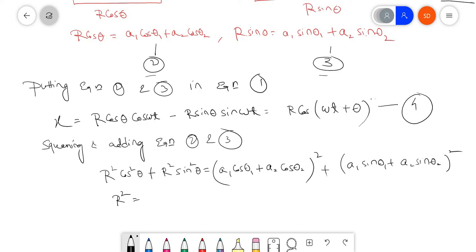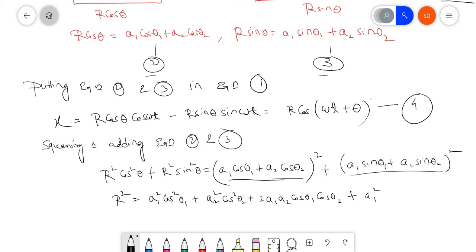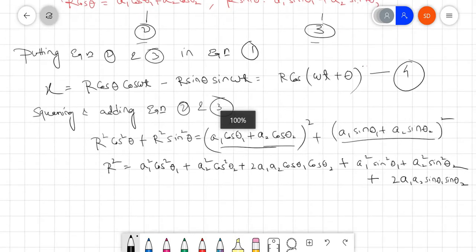And here, if you break the entire thing, you will get a square plus b square plus twice of ab. Similarly, if I break this entire one, what will we get? A square plus b square plus 2ab.